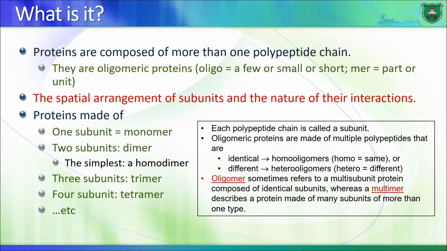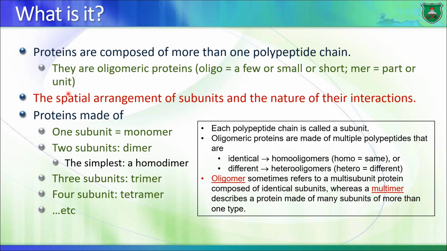Some proteins, not all proteins, have quaternary structure. Some proteins are made of one polypeptide chain. Some are oligomeric, meaning they have more than one polypeptide chain. Quaternary structure is the spatial arrangement of all polypeptide subunits and the nature of their interactions.